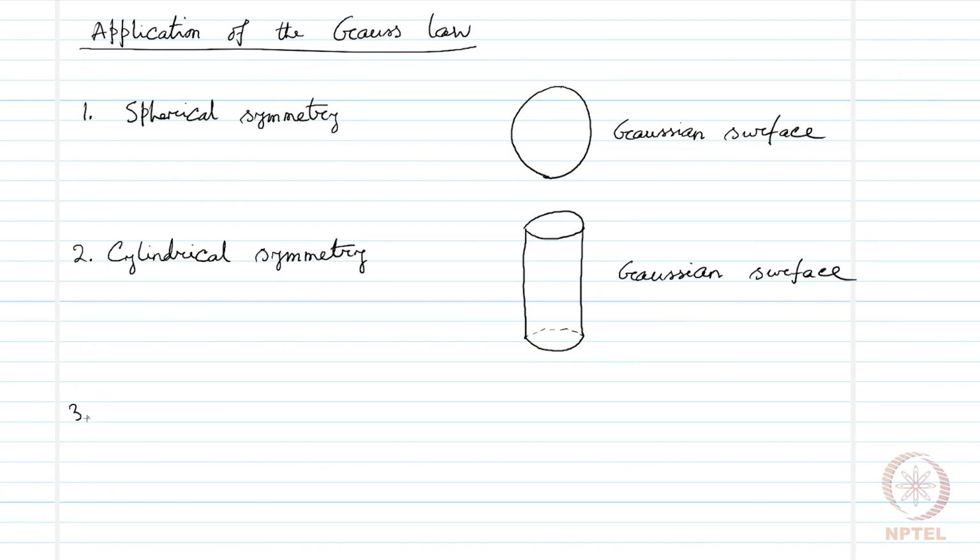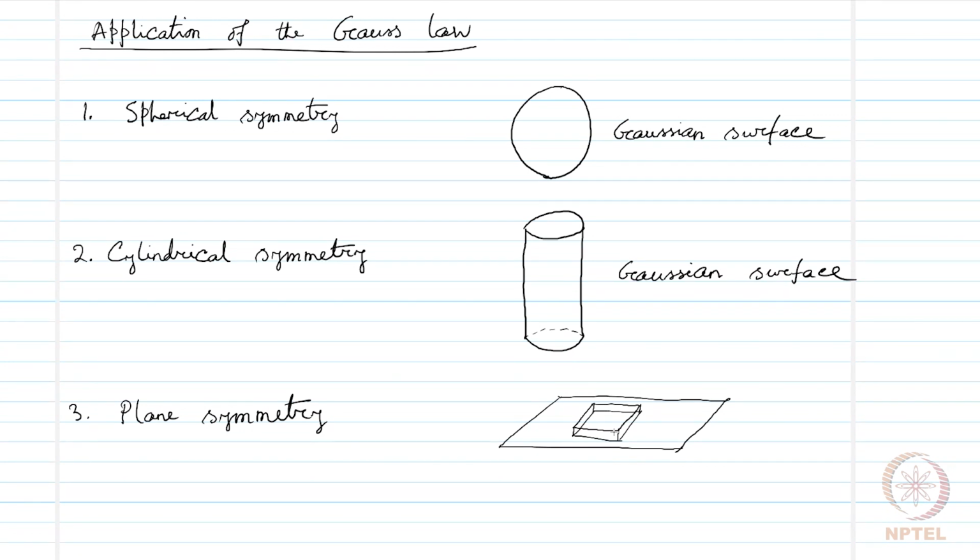And if we have plane symmetry, then let us consider this kind of a plane. The electric field will point upward or downward, and we can have this kind of a box acting as the Gaussian surface, upward as well as downward. So this becomes the Gaussian surface then. And if we do not have any of these symmetries, then it becomes very difficult to apply Gauss law and find the electric field, although Gauss law is valid everywhere, no matter whether there is symmetry in the electric field or not. Let us consider a simple example to begin with.